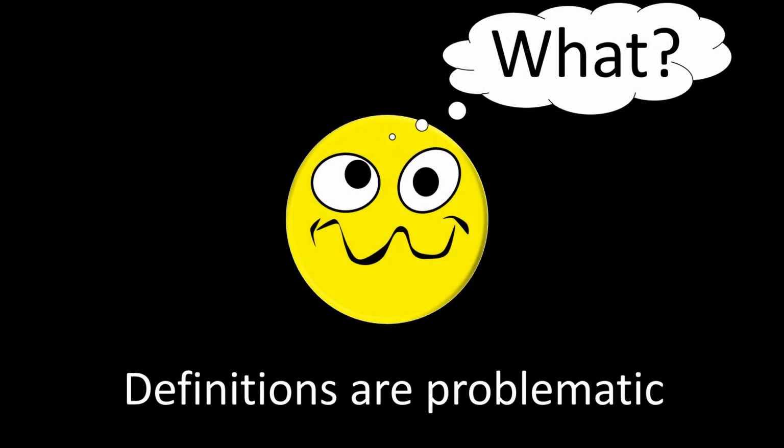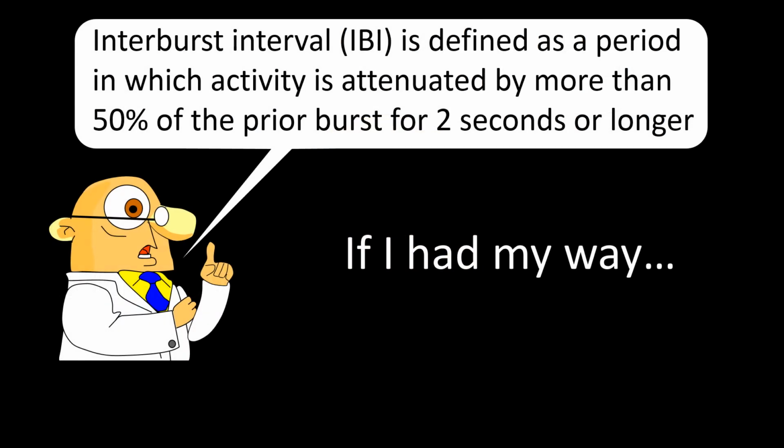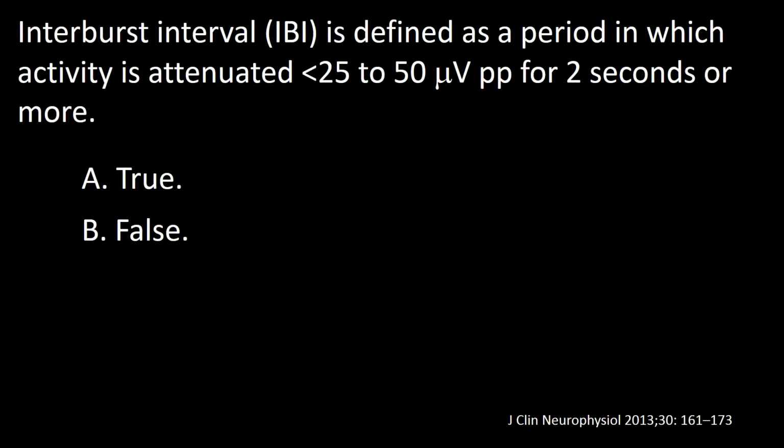But not all agree with this definition of interburst interval in neonatal EEG. One of the reasons for this is that the number in this definition is a mathematical aberration. Still, this is the definition that is currently used by the Academy, so you will have to learn it. If I had my way, I would define attenuation based on the percentage of drop in amplitude from the preceding burst. Anyway, the answer to this question is A.